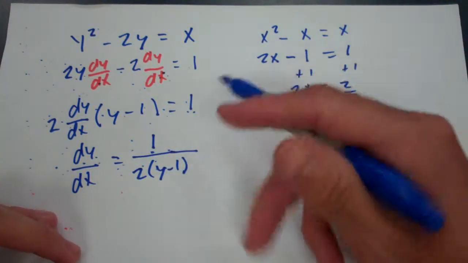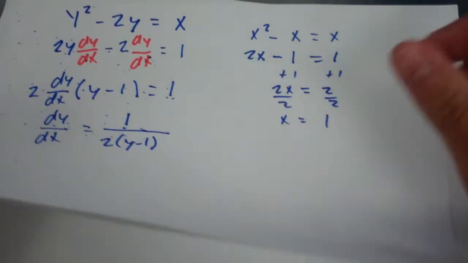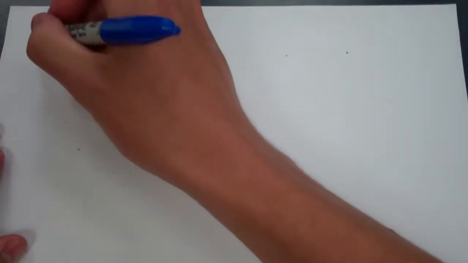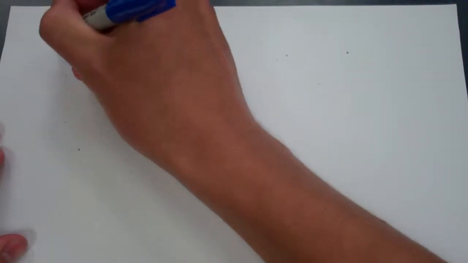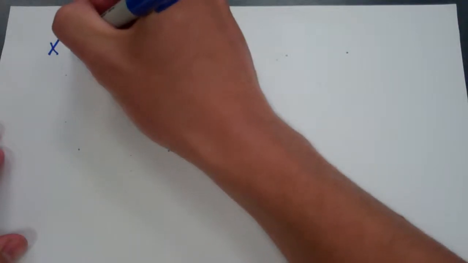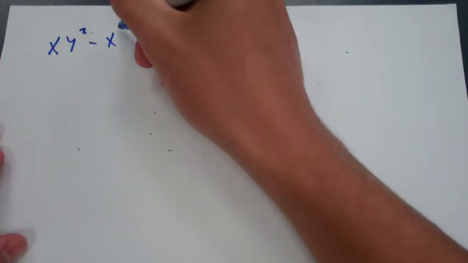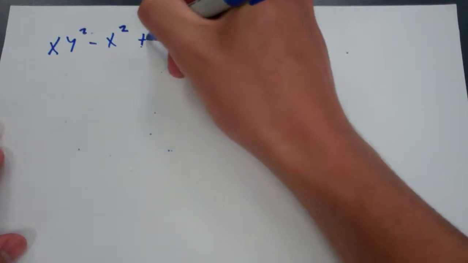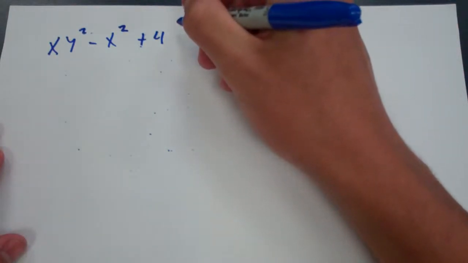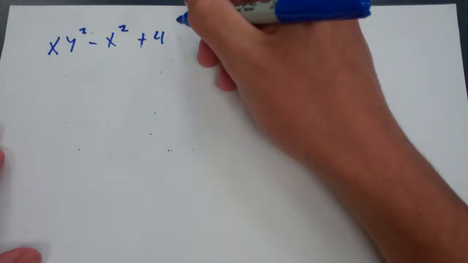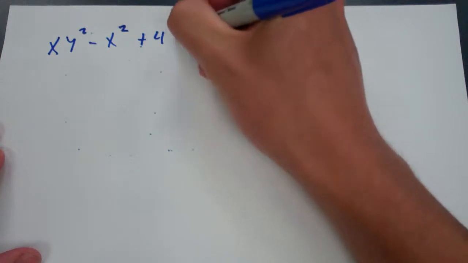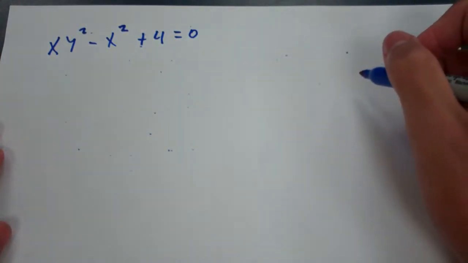Let's look at one just a little more involved, and hopefully this one will take it home for you. And hopefully I won't run out of time. Let's see. Okay, let's say you have x y squared minus x squared plus 4. Excuse my y's, they look like 4s. A lot of people mention that, so I'm just warning you ahead of time.